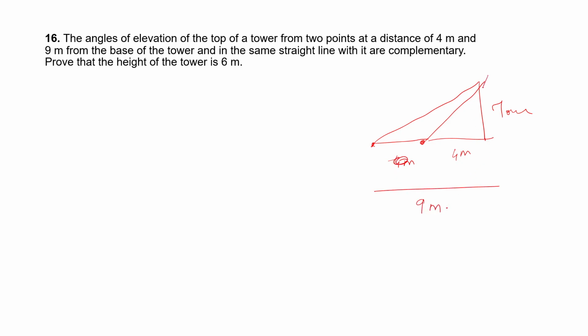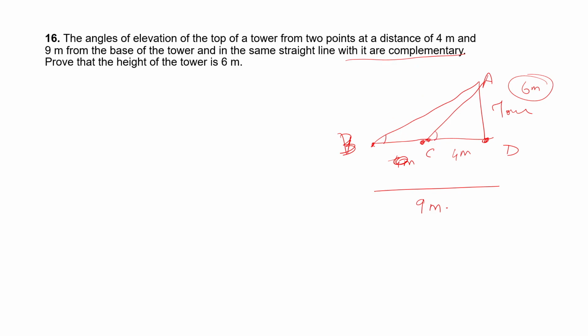I'll write A, B, C, D. So CD is 4 meter. From the tower it is, CD is 4 meter and this is 9 meter. Prove that the height of the tower is 6 meters. We have to prove this, and these angles are, yeah, here it is complementary. The angle is not given directly, it is given as complementary.